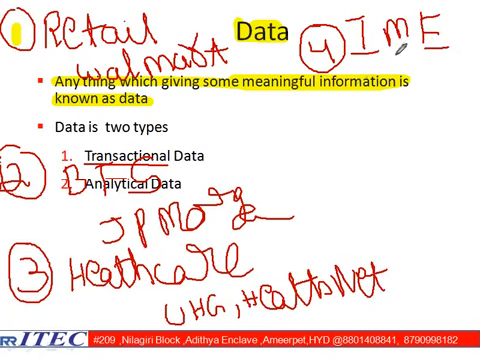Now, let us go for the IME. IME stands for Information, Media, Entertainment. So how are we getting the data here? How we are getting the data is, let us say, one person went and is trying to purchase one movie ticket.